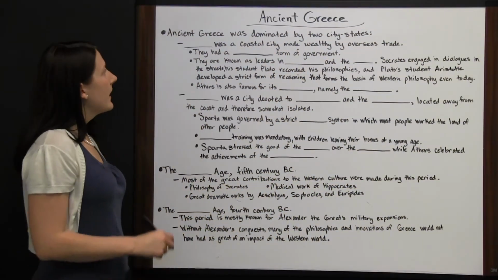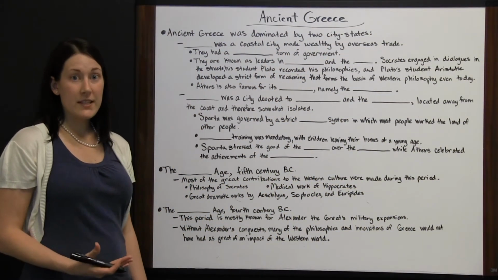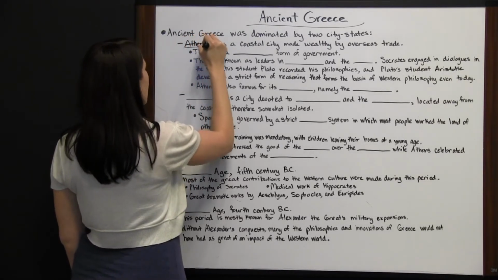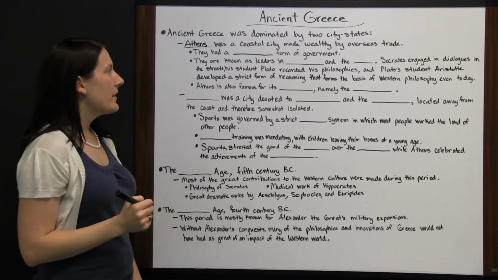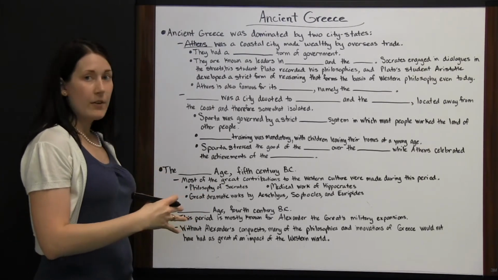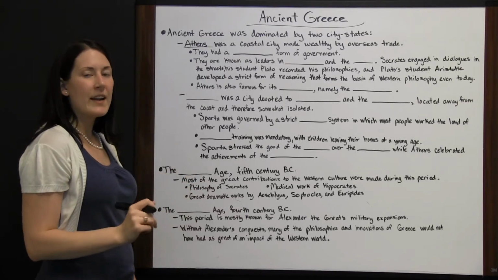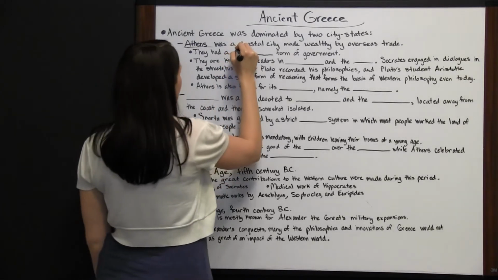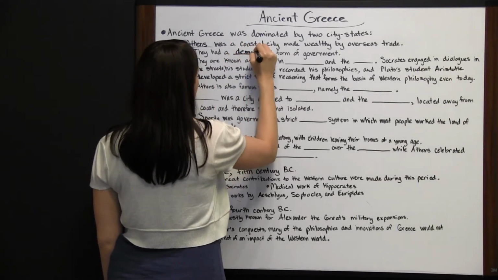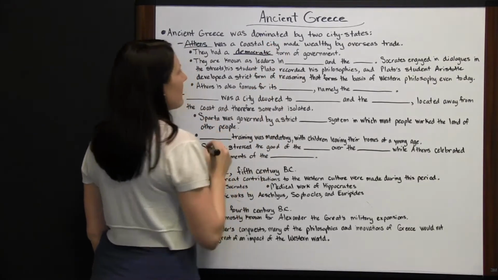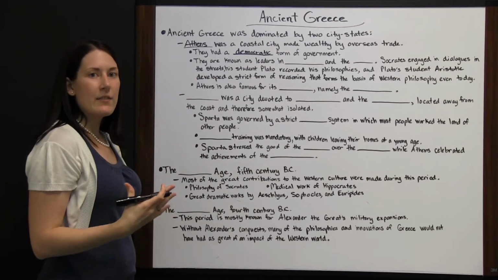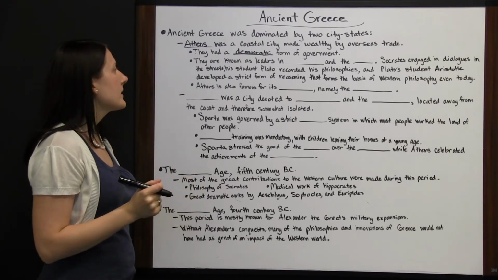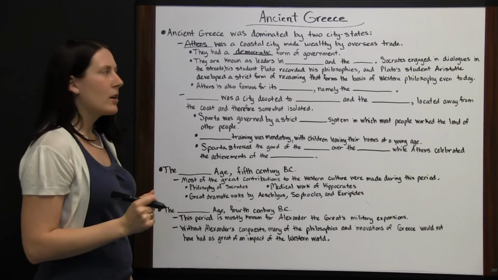Ancient Greece. Ancient Greece was dominated by 2 city-states. Athens was a coastal city made wealthy by overseas trade. Since they were on the coast, they were able to trade far and wide, and that's what produced the wealth for Athens. They had a democratic form of government. So they treated each person as if they were important. There weren't classes. Each person was a part of this democracy.